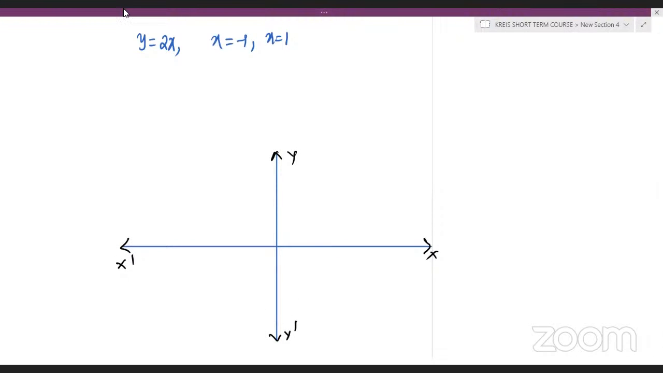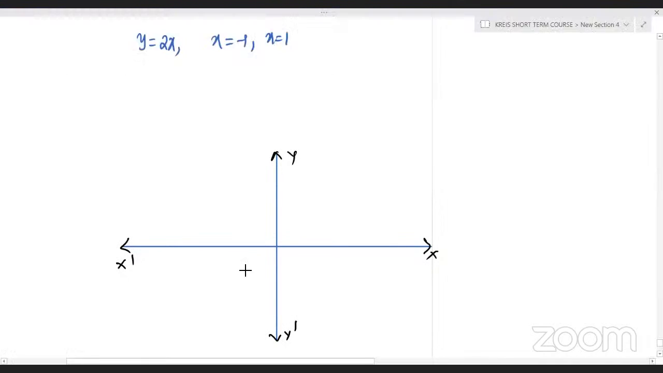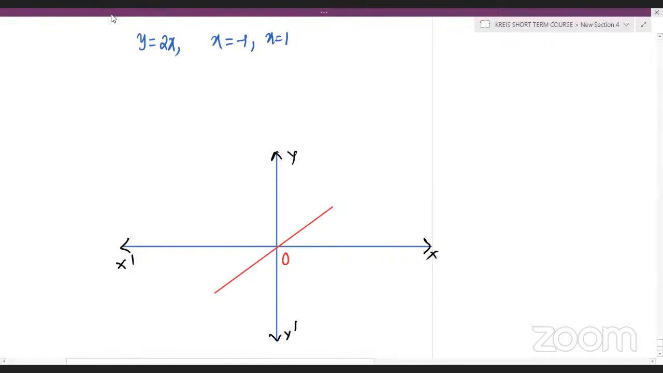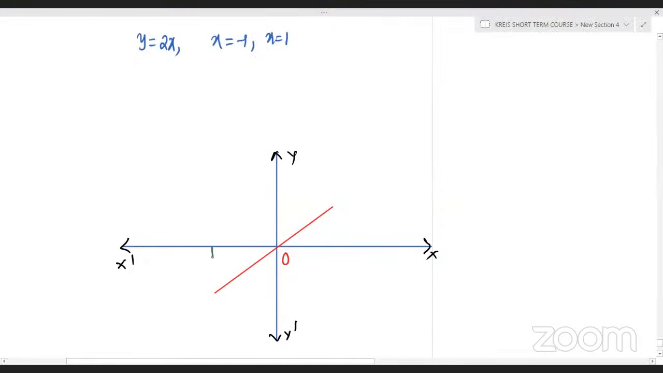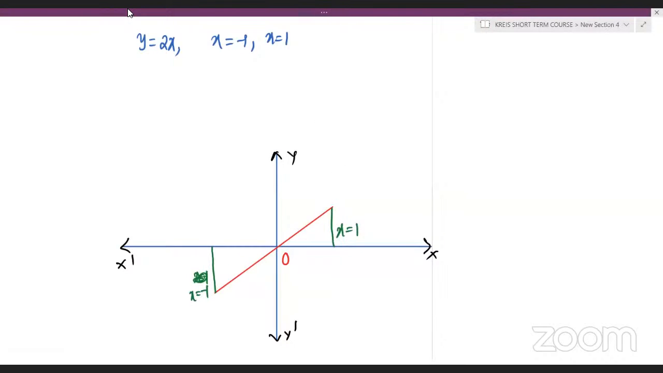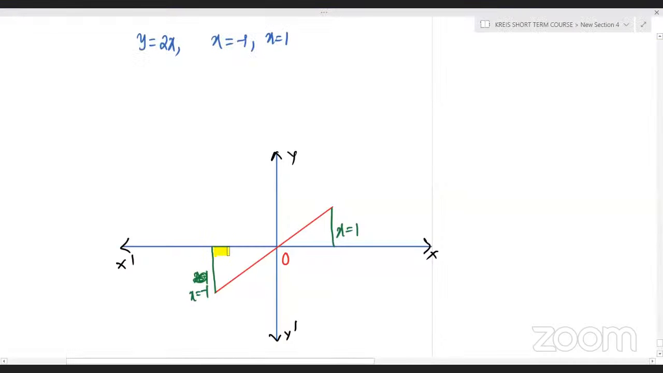Here, y is equal to 2x. Y is equal to 2x is in the form y is equal to mx. It is a line that passes through the origin. So like this. Now, you are having x is equal to -1 and x is equal to 1. You are having two lines here. So this is x is equal to -1 and this is going to be x is equal to 1. Now the area you require is these two triangular regions. So this is the triangular region. You can observe this is another triangular region.